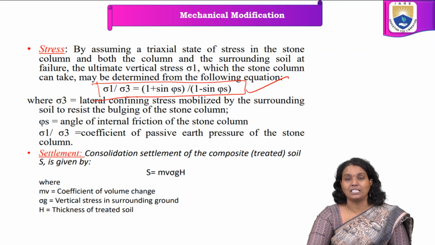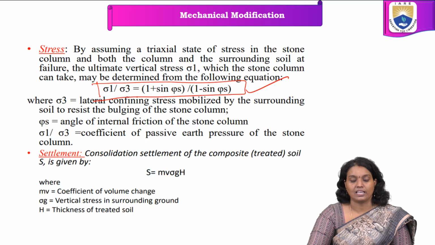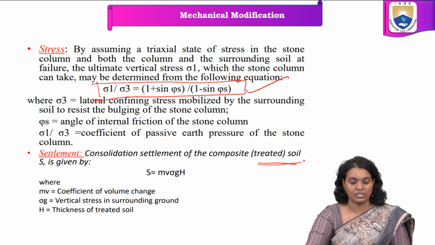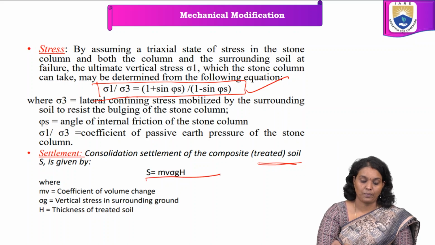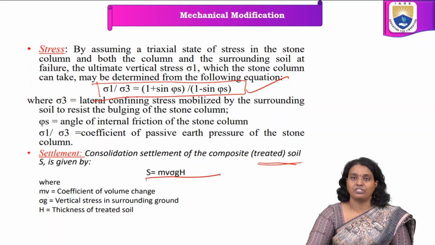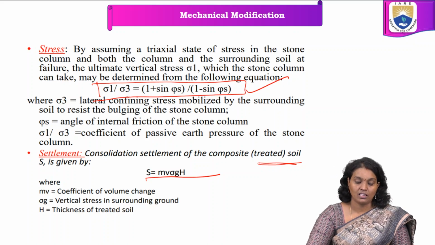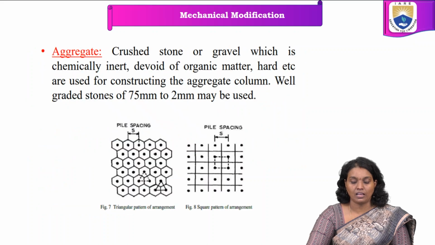The settlement consideration is also one of the important parameters. In this consideration, we calculate the settlement of the composite soil using this formula, based on the coefficient of volume change, vertical stress, and thickness of the treated soil. That gives the consolidation settlement.